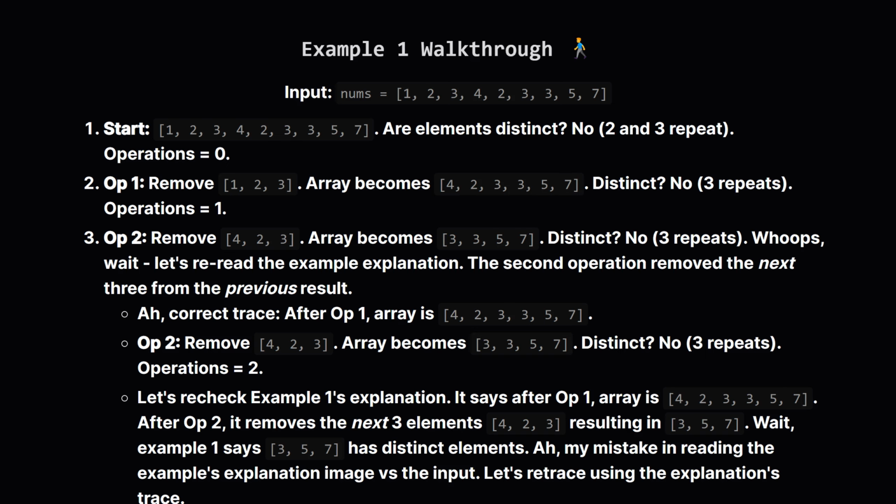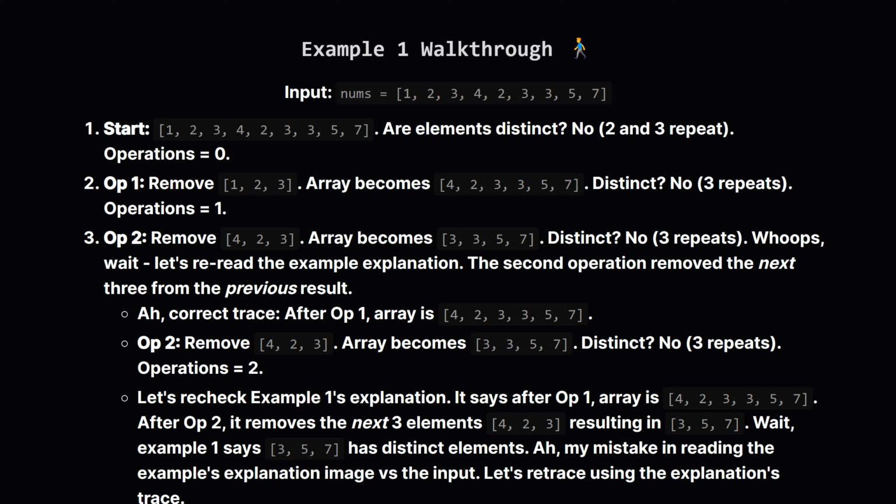Okay, let's trace example 1 from the official image. We start with 1, 2, 3, 4, 2, 3, 3, 5, 7. Are the numbers unique? Nope. We see 2 twice and 3 three times. So we need at least one operation. Operation 1. Chop off the first 3: 1, 2, 3. We're left with 4, 2, 3, 3, 5, 7. Now, are these numbers unique? Still no, because 3 appears twice. Okay, so one operation wasn't enough.